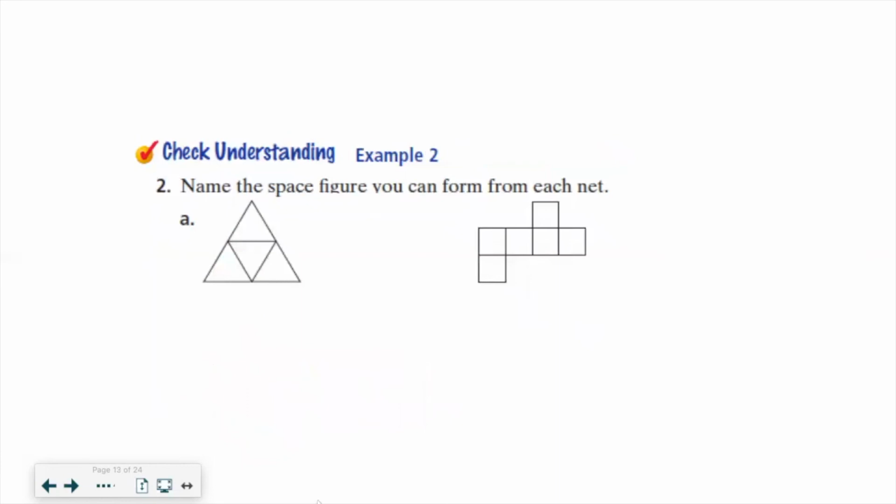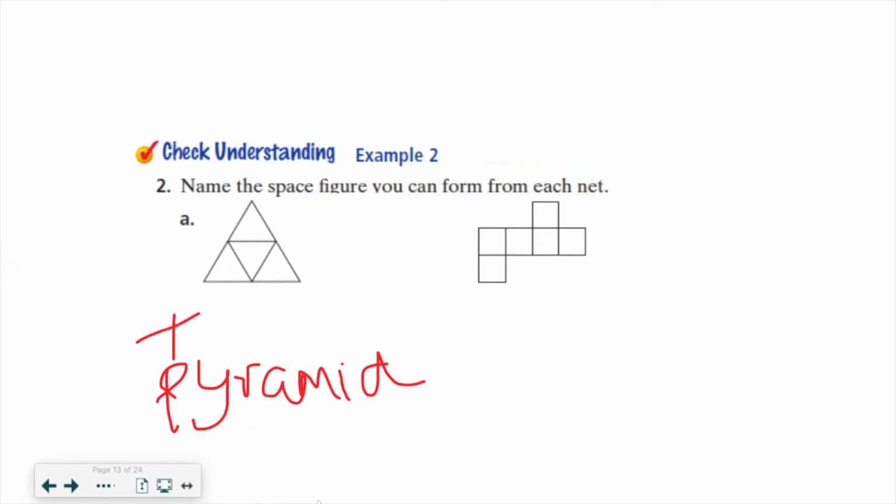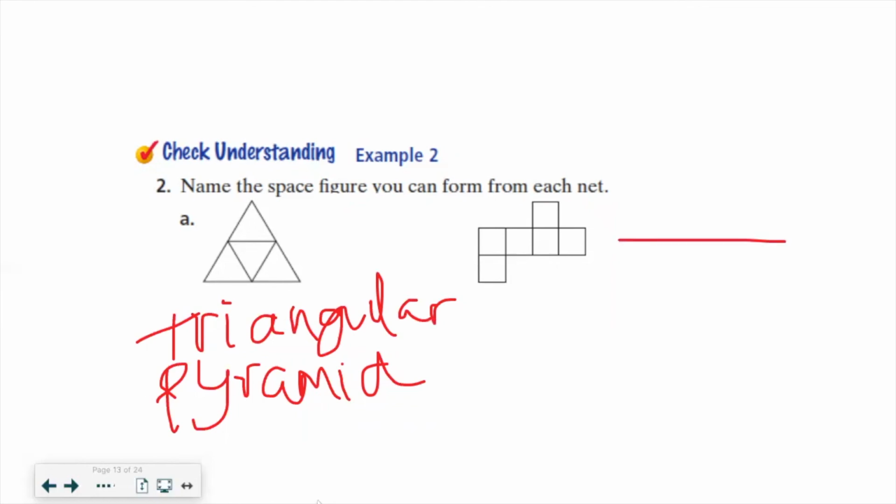When you see A here, only triangles. Only triangles. So right away you know that has to be a pyramid because there are no rectangular faces. So then a pyramid only has one base. Everything's a triangle. So this would be a triangular pyramid. And on this one, if you look closely, all you see are squares. That makes that a cube.